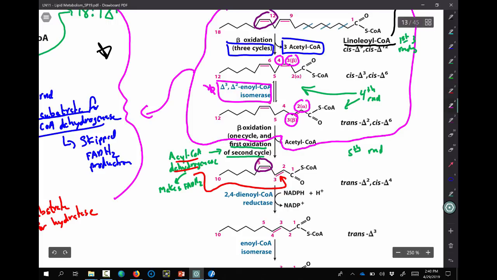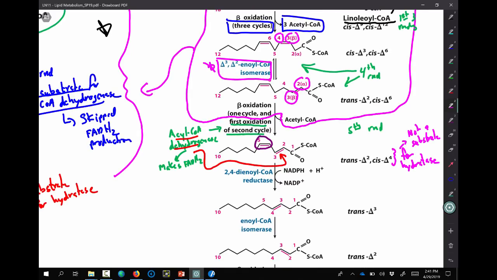This is not a substrate for hydratase. Of course, I can't put the whole word hydratase there. Okay, so we can't go from dehydrogenation to hydration, we have to do something else. And so what it does is, it's really kind of strange. It's going to combine the two double bonds into one double bond. So there's actually going to be a reduction step, and then we're going to do an isomerization step.